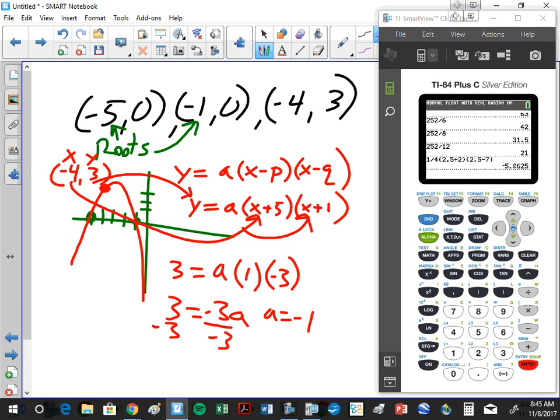What do I do with that -1? Just put it in for a. The equation is y equals -1 times x plus 5 times x plus 1. Okay, that's the hard way. If you understand that, go ahead and do that the hard way. The easy way is with your calculators. So pull out your calculators.